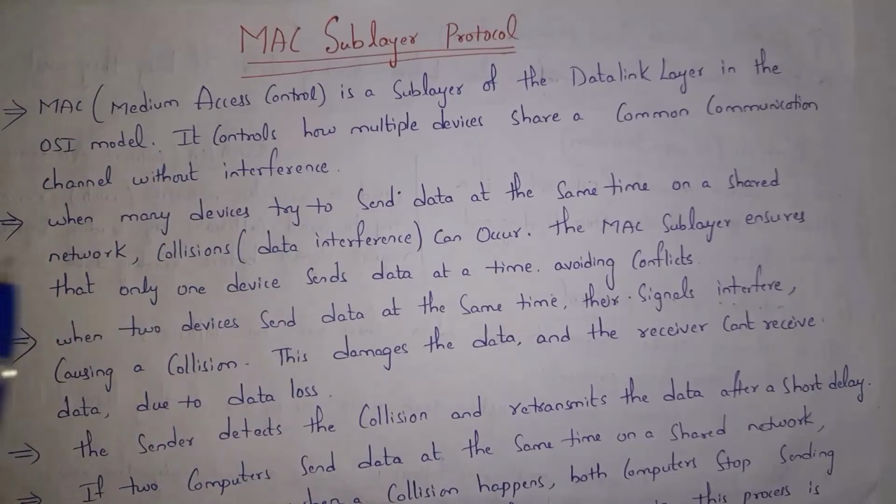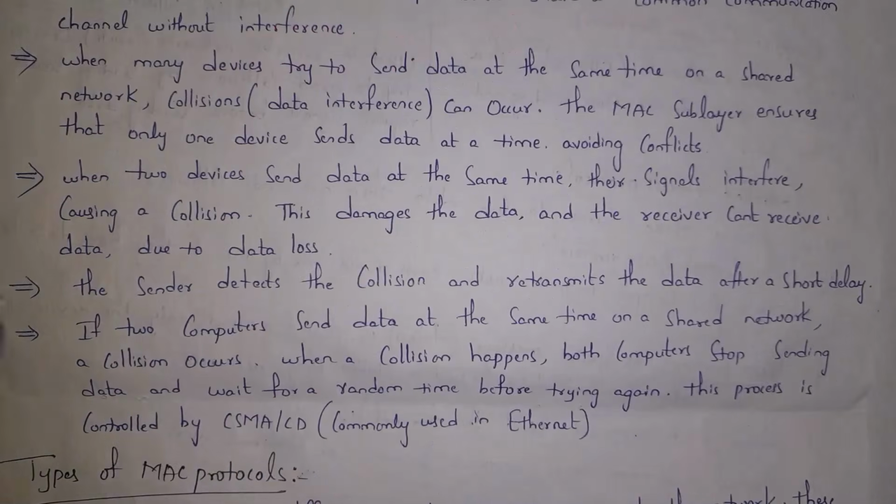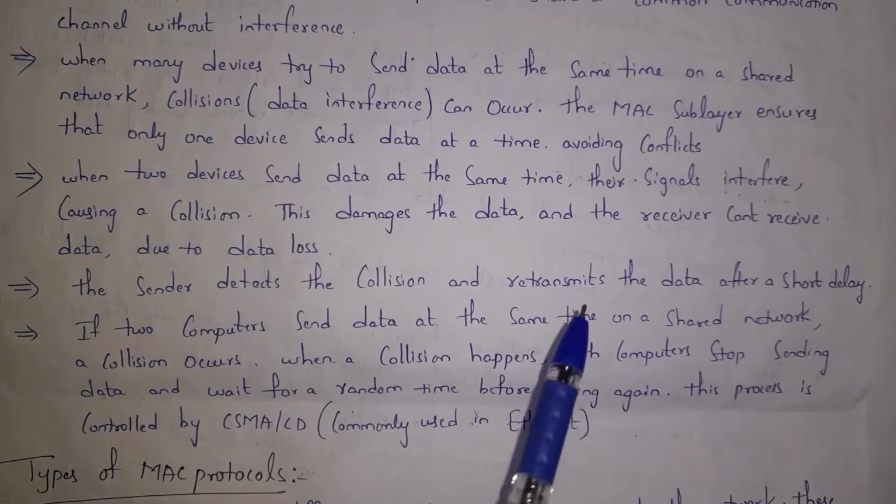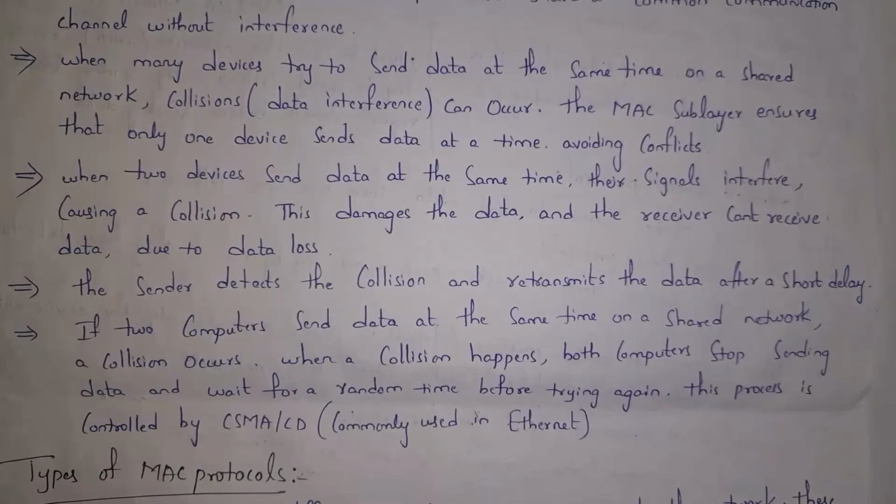When two devices send data at the same time, due to their signal interference, collision will occur. This collision will damage data and receiver cannot receive data due to data loss. Whenever collision occurs, data will be lost. Sender will identify collision and retransmits the data after a short delay. After short time, again sender will send data.